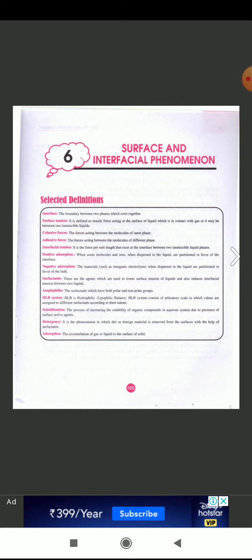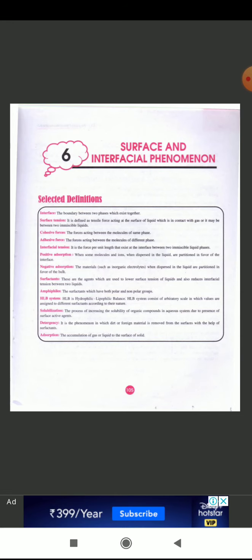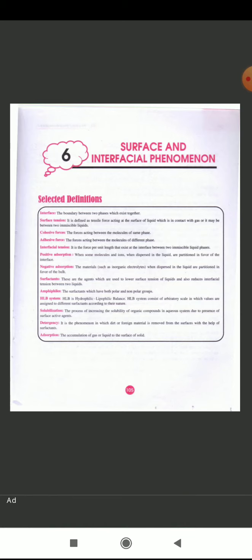Surface is nothing but the boundary between a solid or liquid phase and vacuum. It is just a layer or a boundary between solid or liquid or any other phase. It may be a vacuum also. And interface is the boundary between two phases. Now surface free energy is the work required to increase the area of a surface by 1 centimeter square.